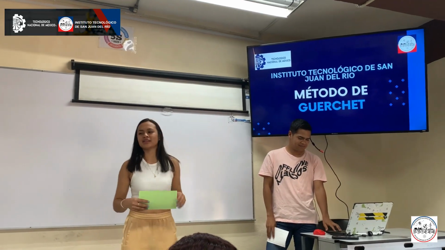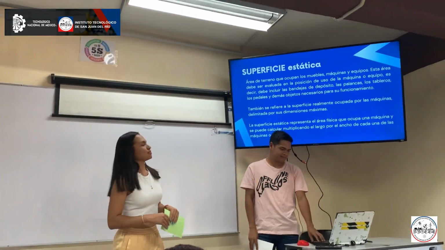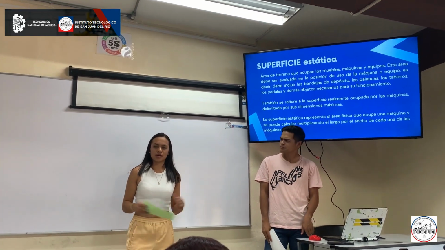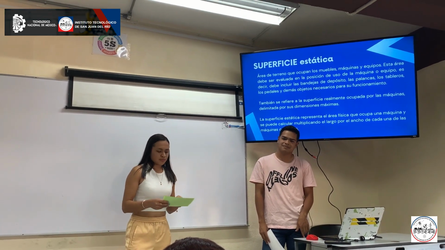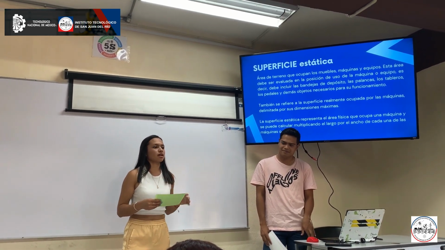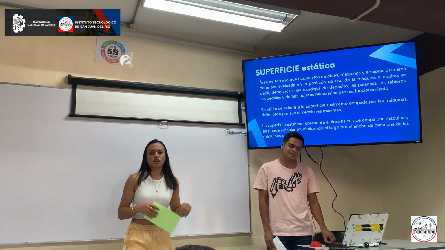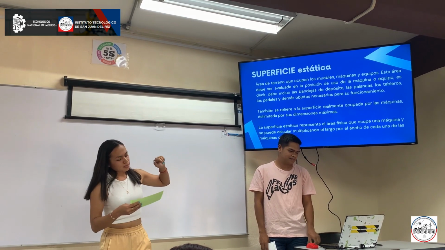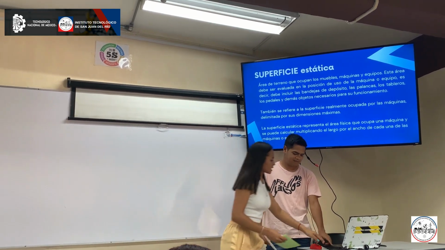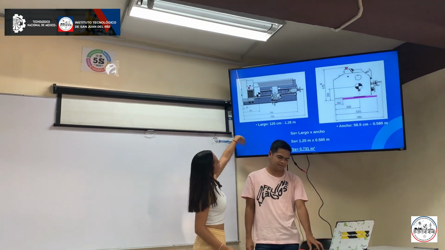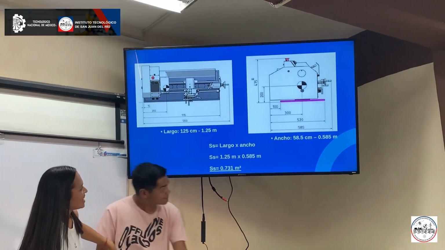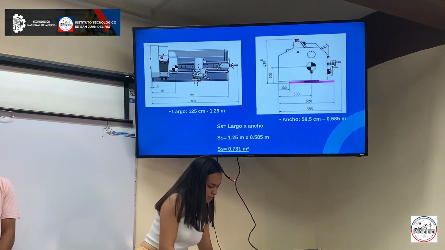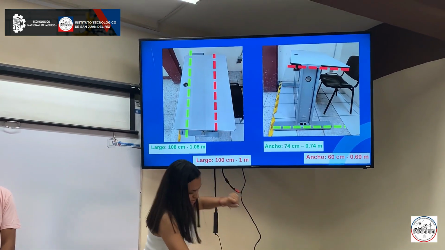Well, I'm talking about the surface. Okay, the static surface is the surface occupied by the machines or equipment delimited by the maximum dimension. So, here we have the length multiplied by the width of each of the equipment or machines. For example, in this case, if we multiply the length by the width, we will obtain 173 square meters. Another example will be this diagram.